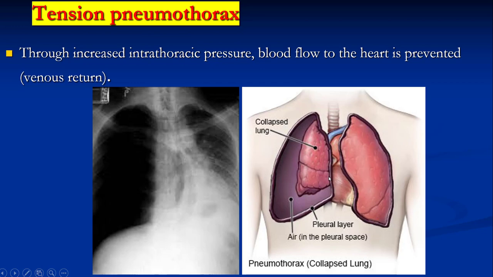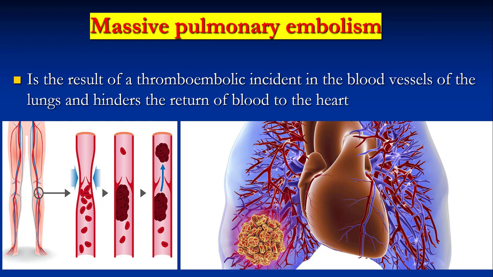Tension pneumothorax. Through increased intrathoracic pressure, blood flow to the heart is prevented. Venous return. Pneumothorax means accumulation of air in the chest cavity, which compresses the heart and causes collapse of the lung and decreased venous return, which leads to decreased output of the heart and leads to shock.